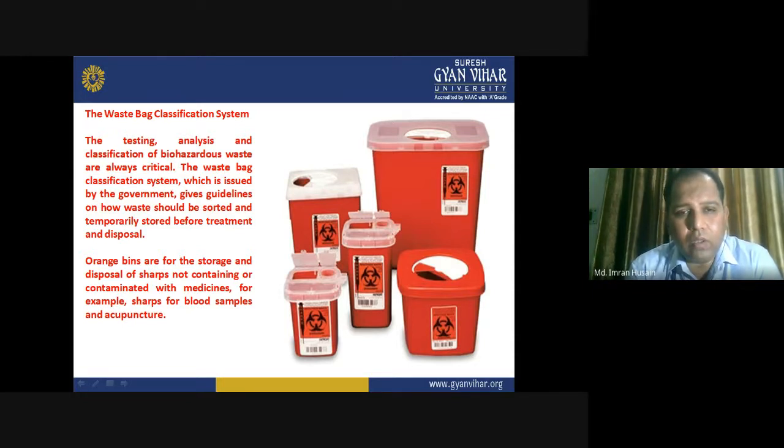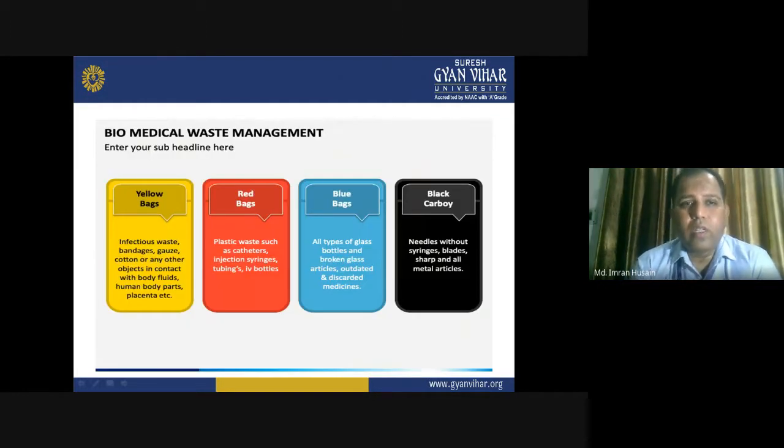Orange bins are for the storage and disposal of sharps not containing or contaminated with medicines. So in orange bins, you have to discard the sharps that are not contaminated with medicines. For example, sharps for blood samples and acupuncture. So any sharp object that has been in contact with a blood sample or any acupuncture thing should be discarded in orange bins. So here are the details that are essentially required when you are observing biomedical waste management.